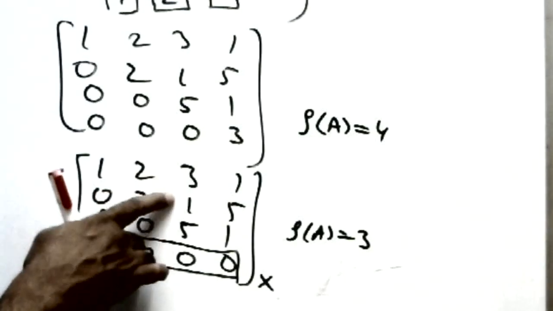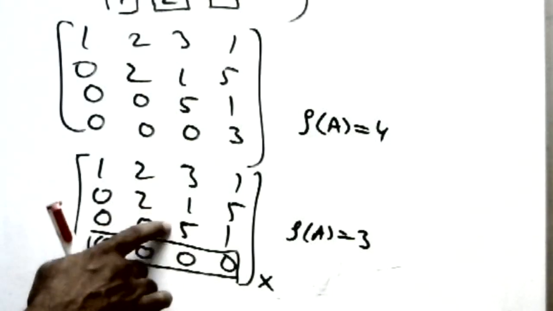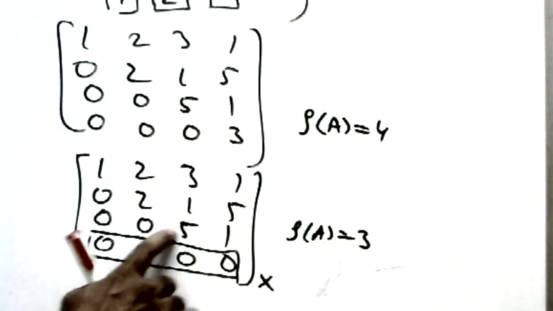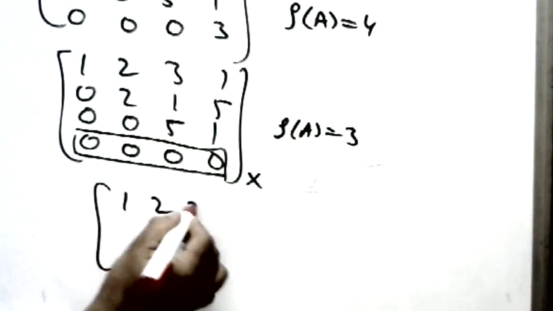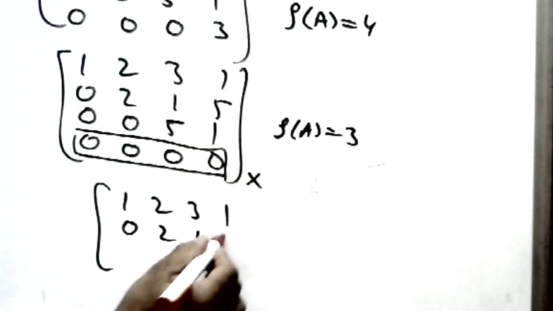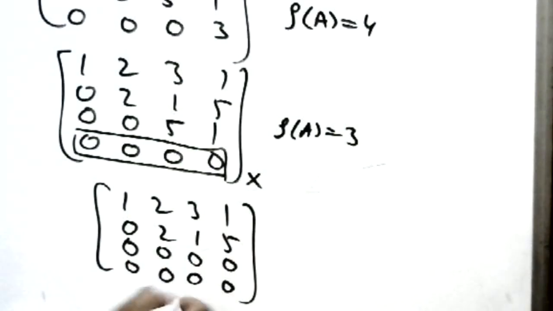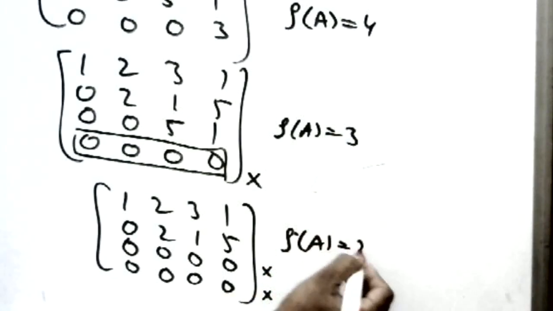So how many non-zero rows are there? 1, 2, 3. These are called non-zero rows. This is called a zero row because all entries are 0. So we have 3 non-zero rows, therefore its rank is 3. Sometimes this row also becomes 0, like this: 1, 2, 3, 1, 0, 2, 1, 5, 0, 0, 0, 0, 0, 0, 0, 0. So how many non-zero rows are there? Only 2. These two become all zeros, so these are zero rows, we do not count them. So the rank will be 2.